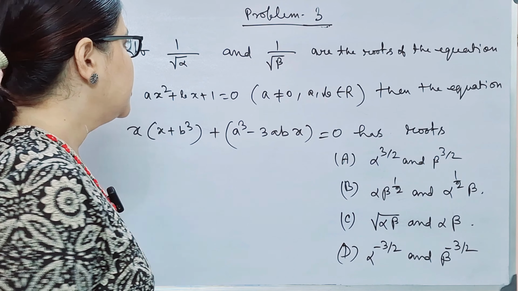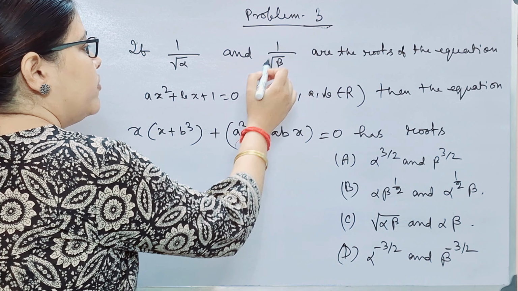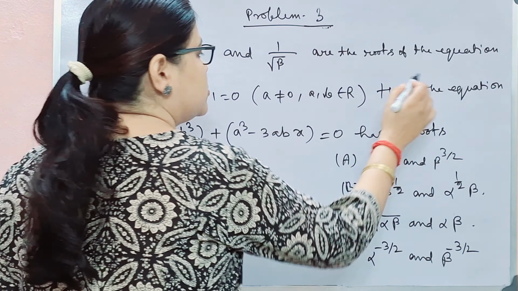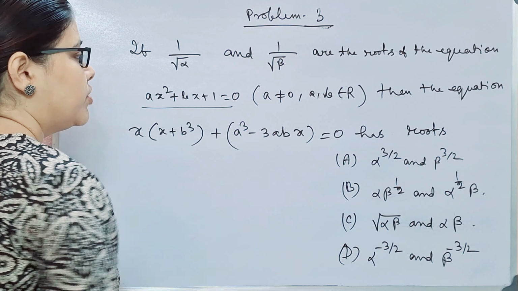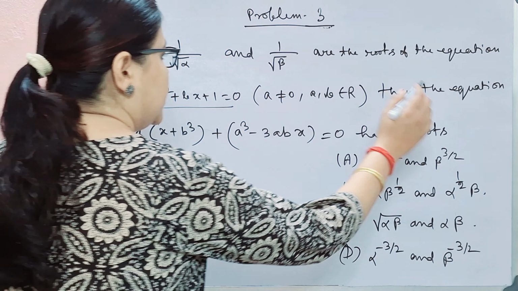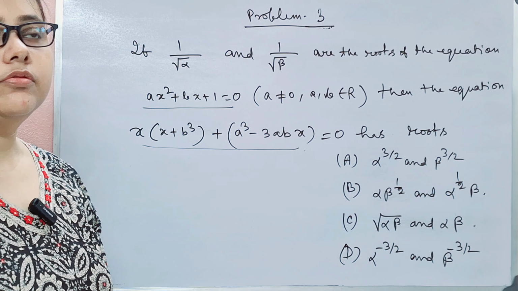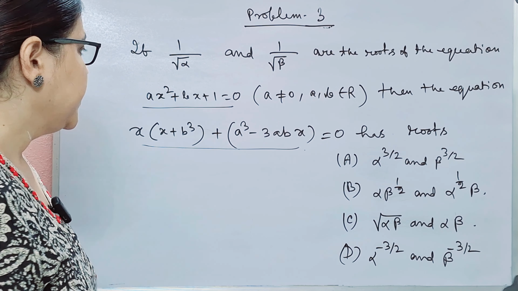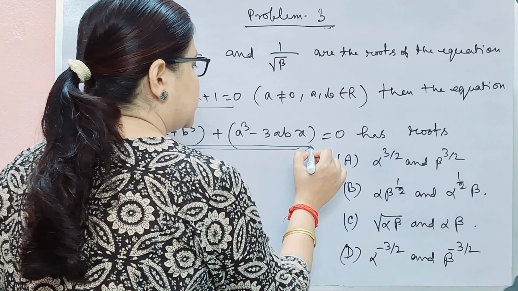So let's come to the third problem. If 1 divided by root alpha and 1 divided by root beta are the roots of the equation ax square plus bx plus 1 equals 0, where a is not equal to 0 and a, b belong to the set of real numbers, that is a, b are real numbers, then this equation has roots. 4 options are there and you will have to find the correct option. So this is the equation, you will have to find out its roots.